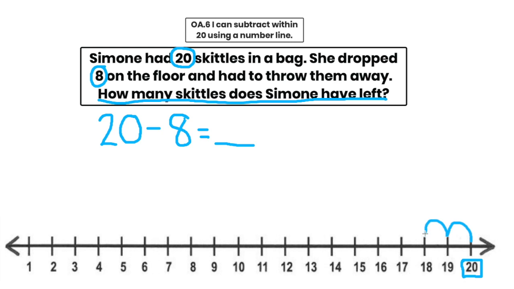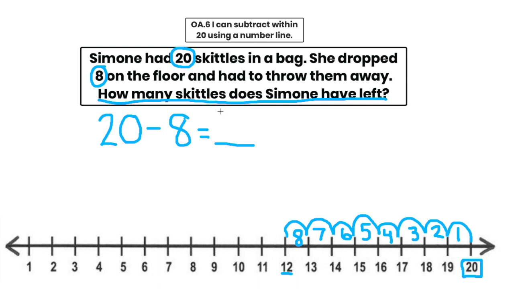1 hop, 2 hops, 3 hops, 4 hops, 5 hops, 6 hops, 7 hops, 8 hops. Wow, that was a lot of hops. I just want to double check to make sure that we made the correct amount of hops. So let's go underneath each hop and we're going to count to make sure that we made 8 hops. Count with me. 1, 2, 3, 4, 5, 6, 7, 8. And yes, I still landed on the number 12.